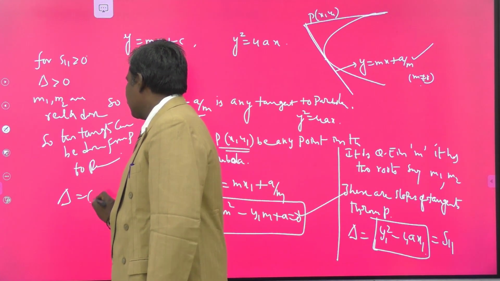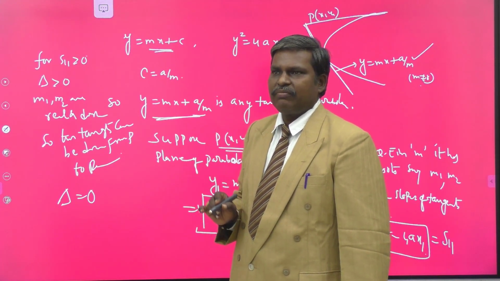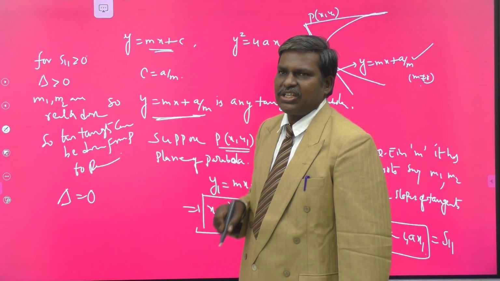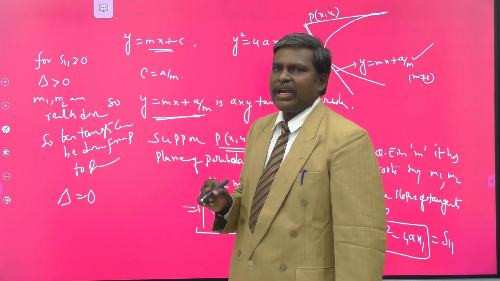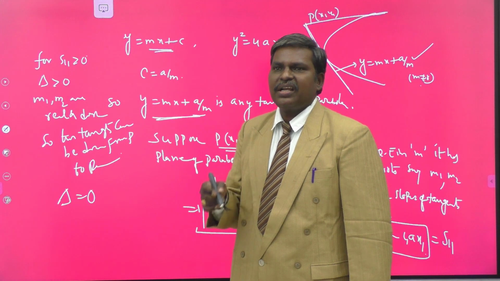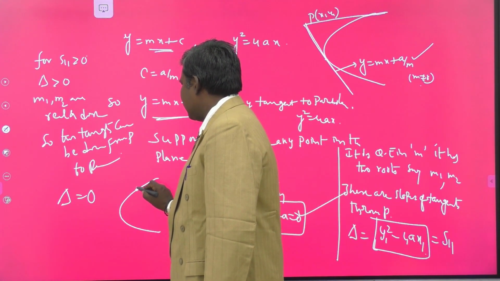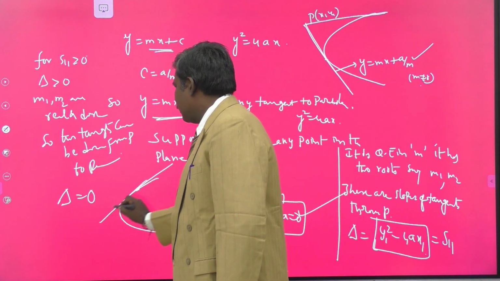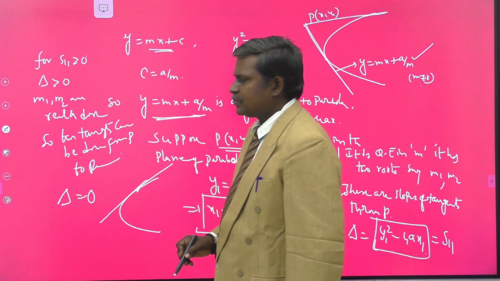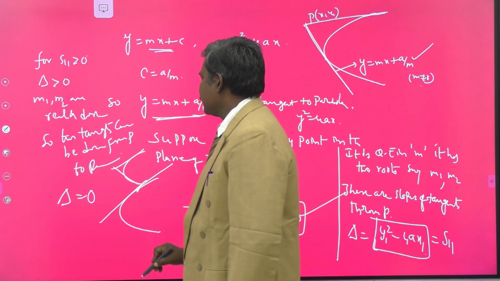Okay, suppose delta is equal to 0. What is your conclusion? For delta equal to 0, both roots are equal, M1 is equal to M2. At that time, we get only one tangent. That is, the point becomes the point of contact of the tangent. So, if your point is on the parabola, there exists only one tangent. Both the roots are equal. If your point is outside, you can draw two tangents.